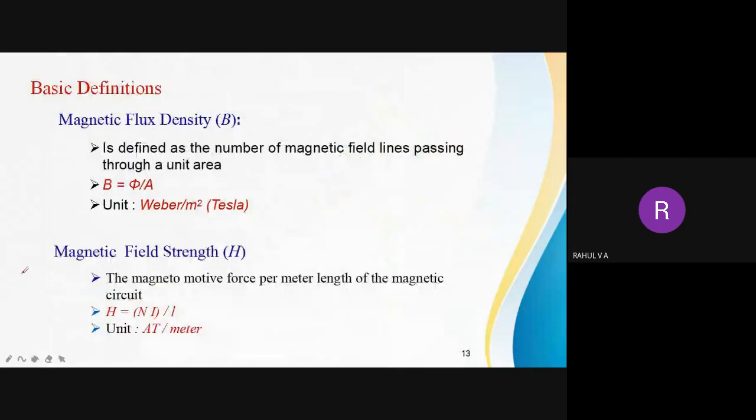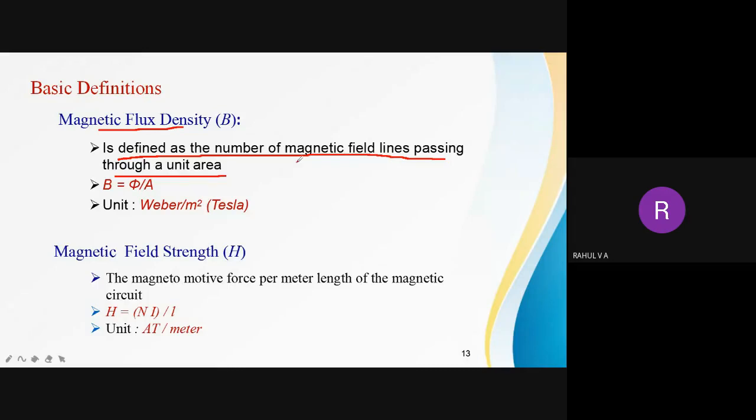Then we have a few more terms. Magnetic flux density is defined as the number of magnetic field lines passing through a unit area. The number of magnetic field lines passing through a closed surface is flux. So what is flux density? It is the number of magnetic field lines passing through a unit area.